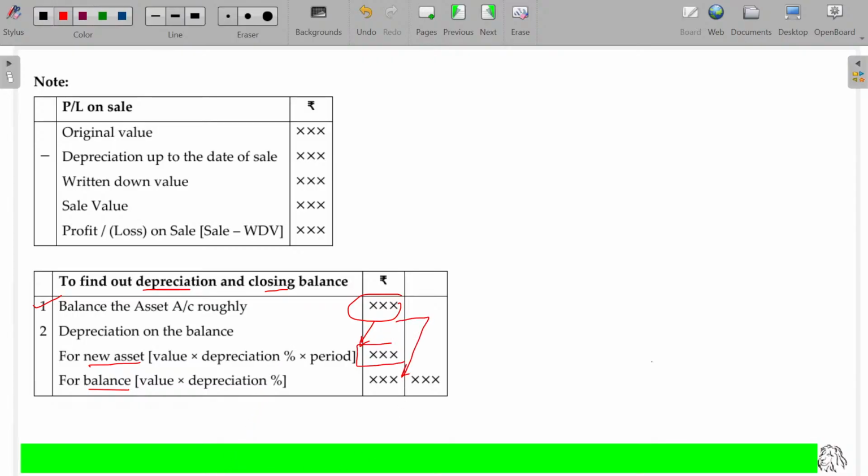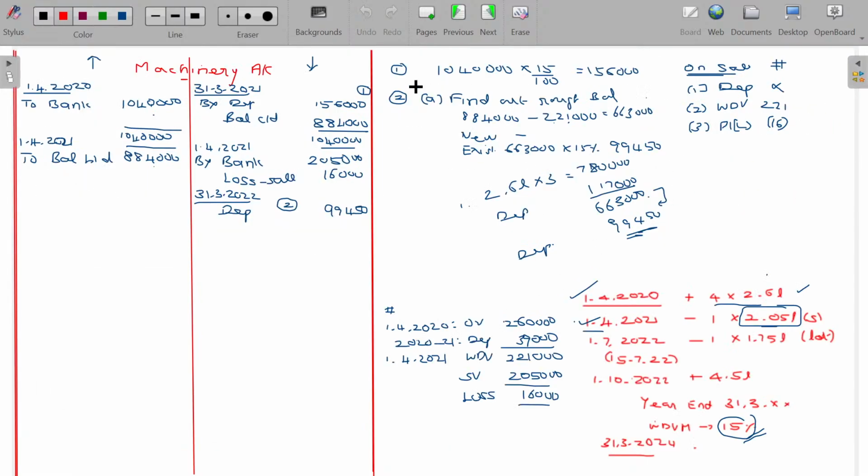For the newly purchased asset, you can claim the depreciation from the date of purchase to the year end. You cannot calculate for the whole year. You have to calculate only for the period you have used it. The balance exists since very long ago, so you can calculate for the full year. In this case, we don't have newly purchased assets, so it is 0. All the value is eligible for full year's depreciation, so I calculated full year's depreciation. Hope now we'll be able to understand this format.